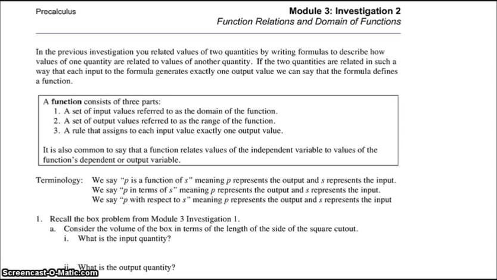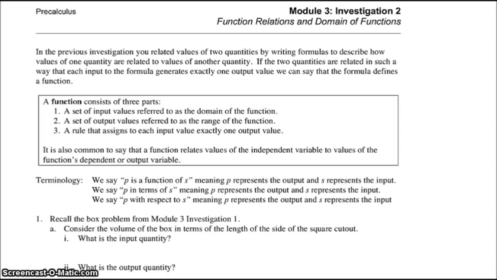First, number 1, recall the box problem from Module 3 Investigation 1. Consider the volume of the box in terms of the length of the side of the square cutout. What is the input quantity? This question is pretty straightforward. We just need to use our definition of a function.